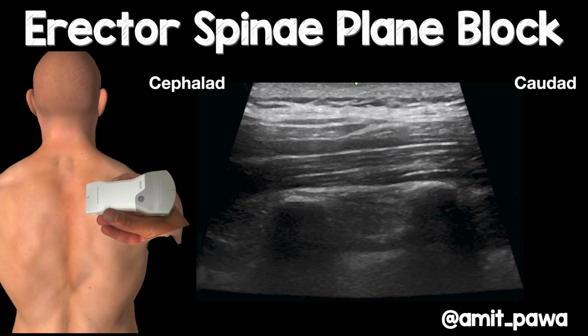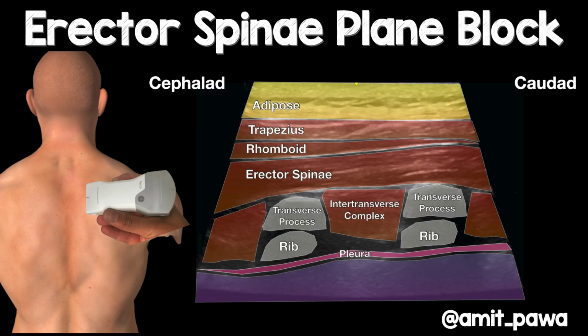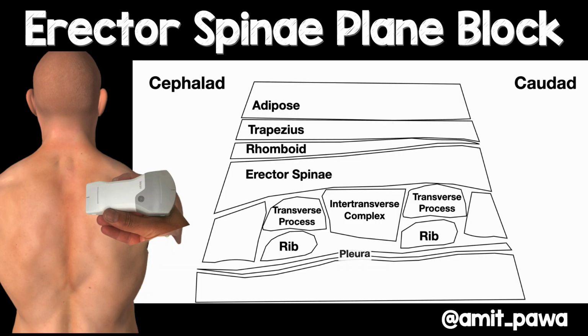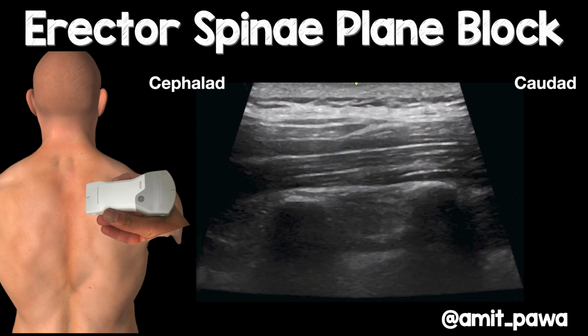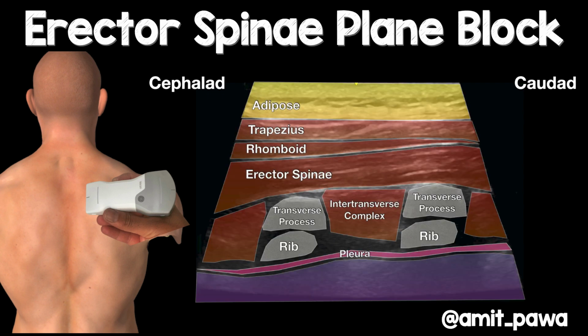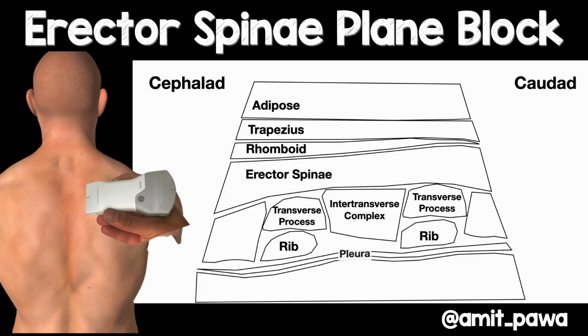So here's an overlay that's going to appear over this ultrasound, and then a schematic diagram left behind. And you'll see again we've got that superficial layer with adipose, the trapezius, the rhomboid, and the erector spinae muscle group. Deep to that, you've got the transverse process, obviously deep to the transverse process, but under the shadow will be the rib. Most deep is the pleura, and between the transverse processes is that intertransverse tissue complex.